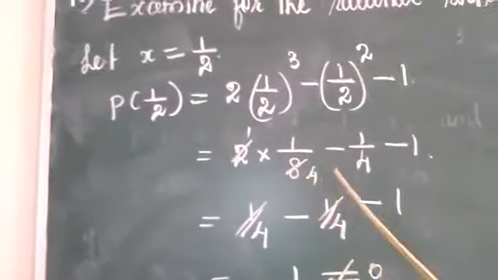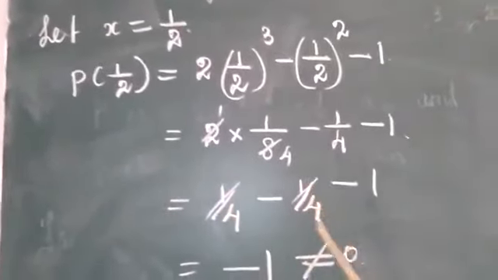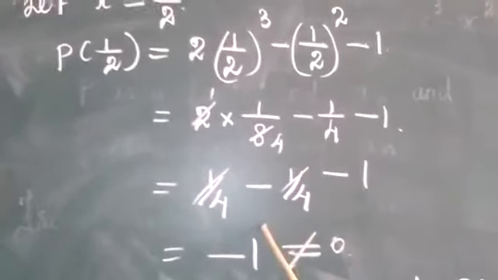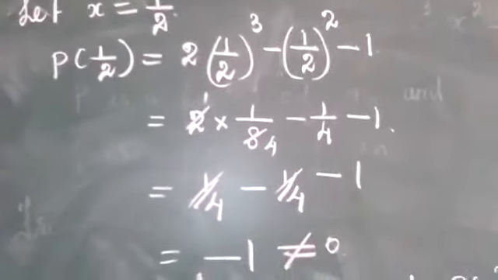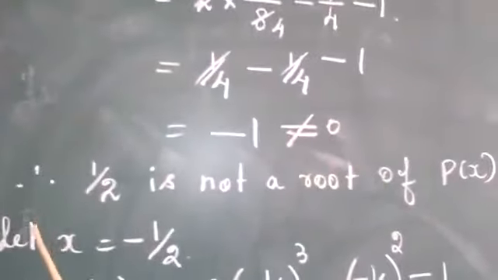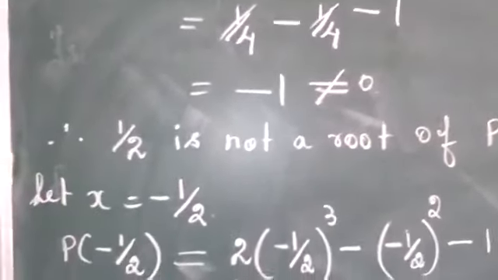If we simplify these, 2 times 1 by 8, we are getting 1 by 4 minus 1 by 4 minus 1. This plus 1 by 4 and minus 1 by 4 will be cancelled. The remaining will be minus 1, which is not equal to 0. Therefore, we can write 1 by 2 is not a root of p of x. Next, we are going to check with x equal to minus 1 by 2.